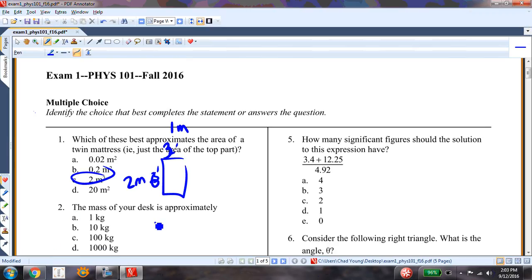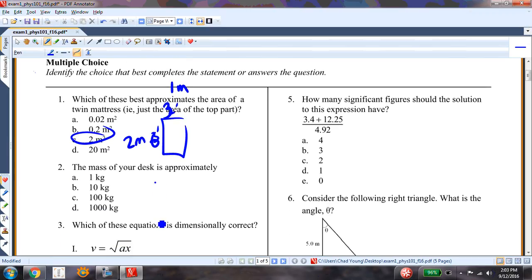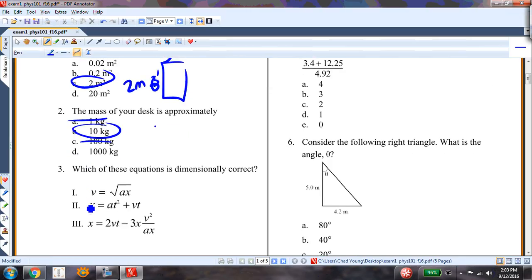The mass of your desk is about 20 to 25 pounds, so it's about 10 kilograms. It's definitely not A, 1 kilogram, because that's just a couple pounds, and it's definitely not C, because that's more than, that's like a football player, 100 kilograms.